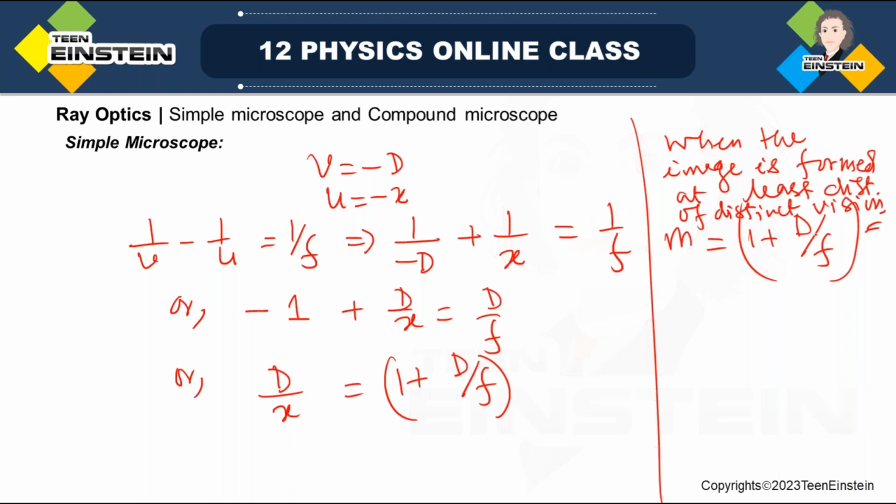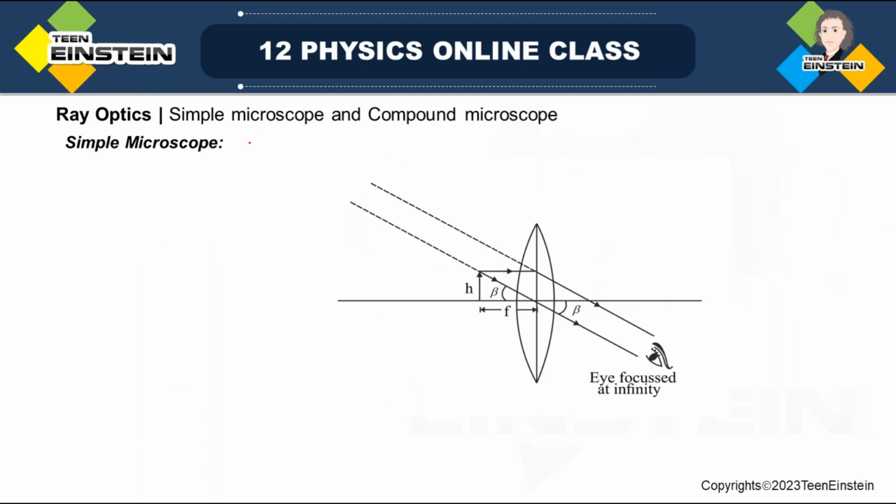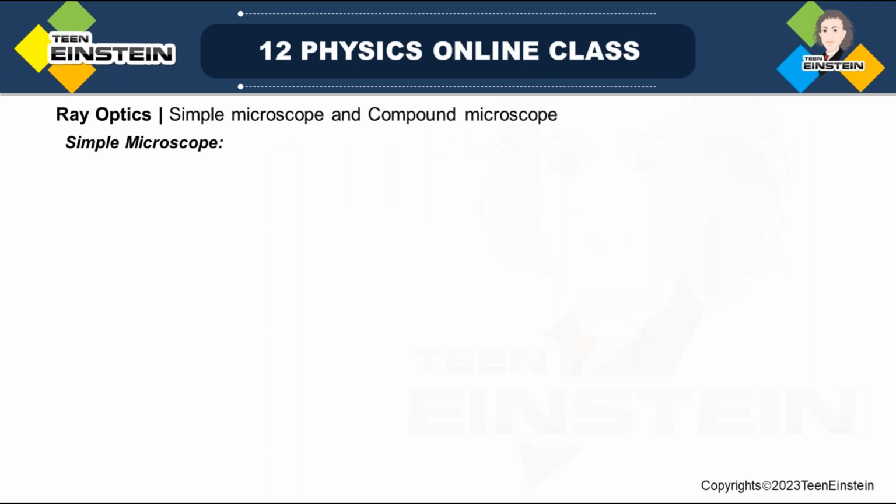Now we'll go to the other situation, when the final image is formed at infinity. Okay, at infinity.